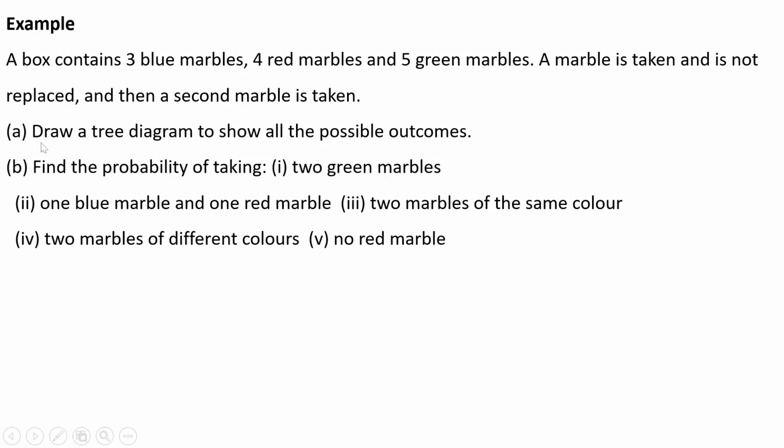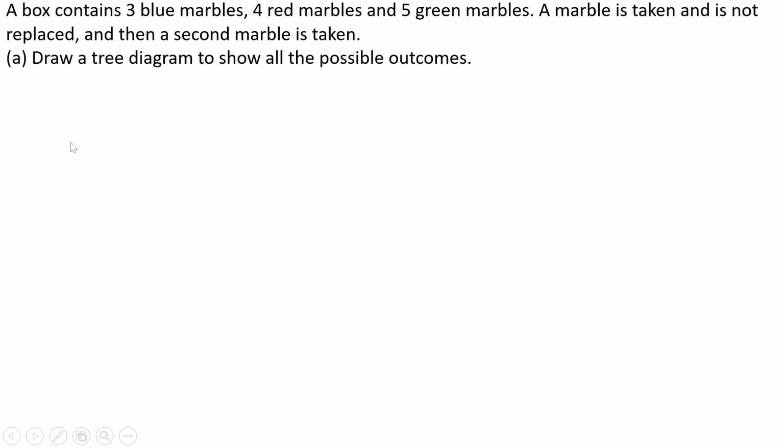Now they're saying A, draw a tree diagram to show all the possible outcomes. Then B, find the probability of taking: part 1, 2 green marbles; part 2, 1 blue marble and 1 red marble; part 3, 2 marbles of the same color; part 4, 2 marbles of different colors; part 5, no red marble. So let's start with the first part, which is A.